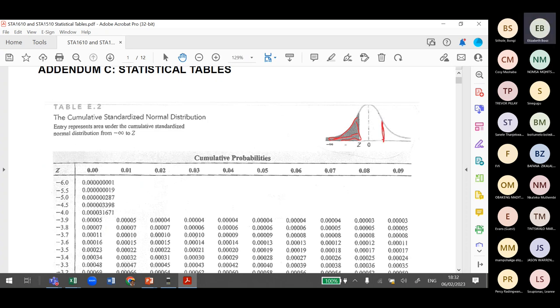So cumulative, if it's exactly, it will be equal to zero. As you can also see here, if you don't know that, you must always remember that for cumulative standardized normal distribution, if it's equal or exactly, it will be equal to zero.